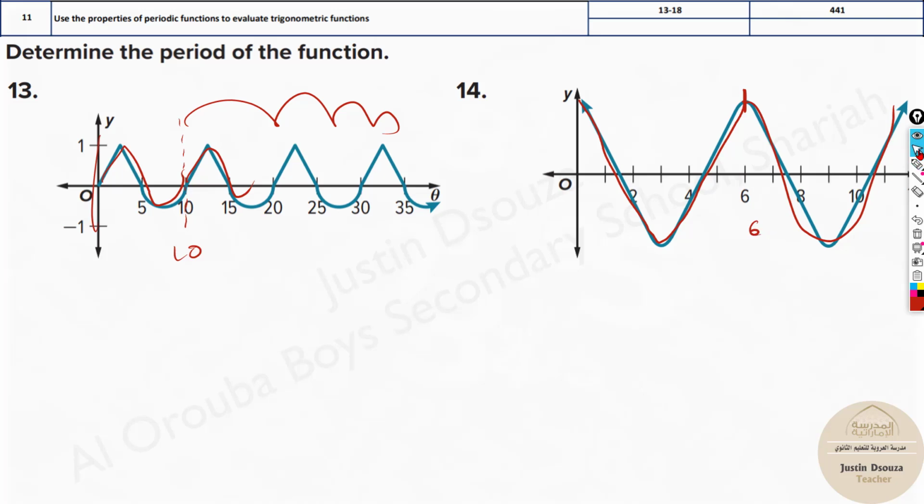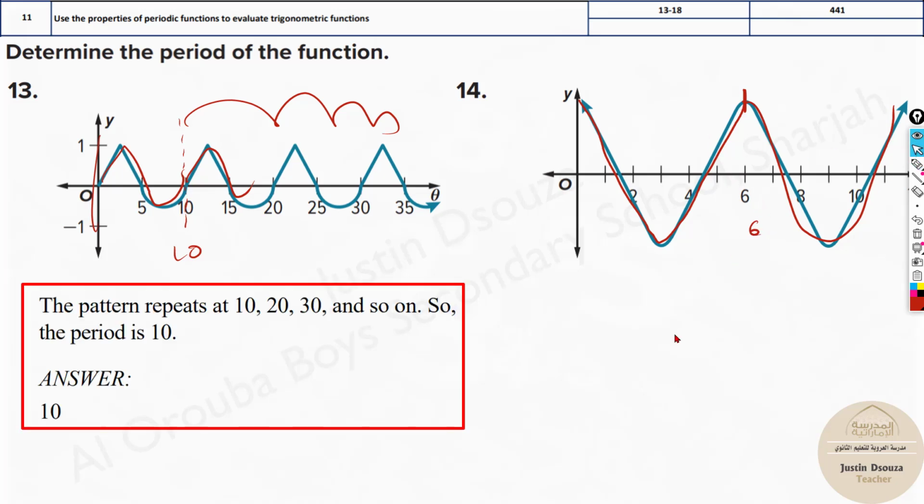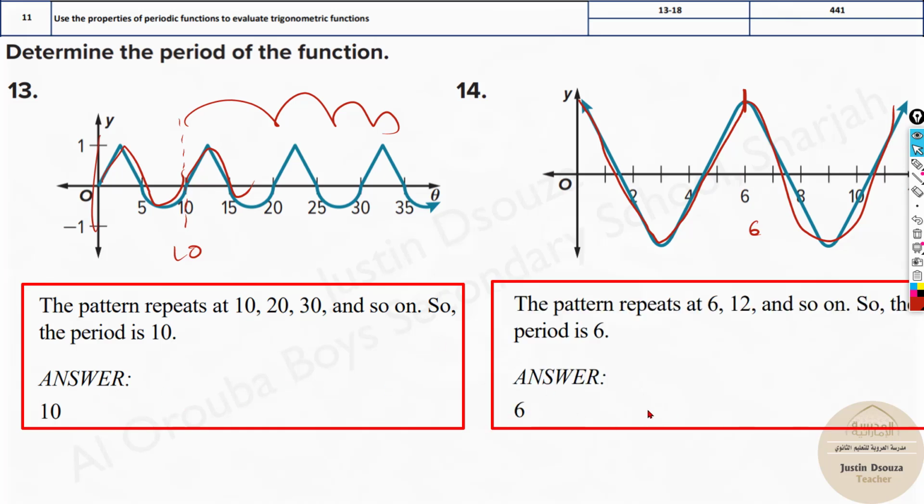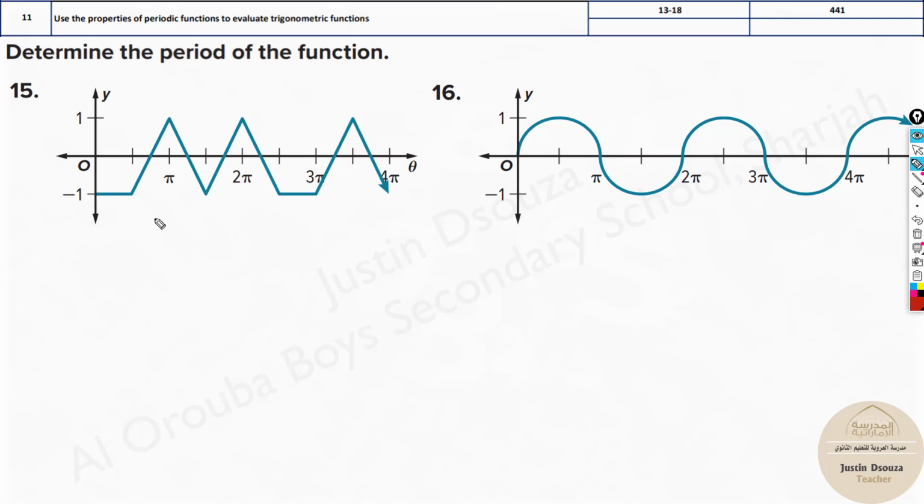6 would be the answer. So that is how easily we can solve this question. Here it starts repeating at 10, 20, 30, so the period is 10. Here it's 6. Now let's look at the 15th question here.